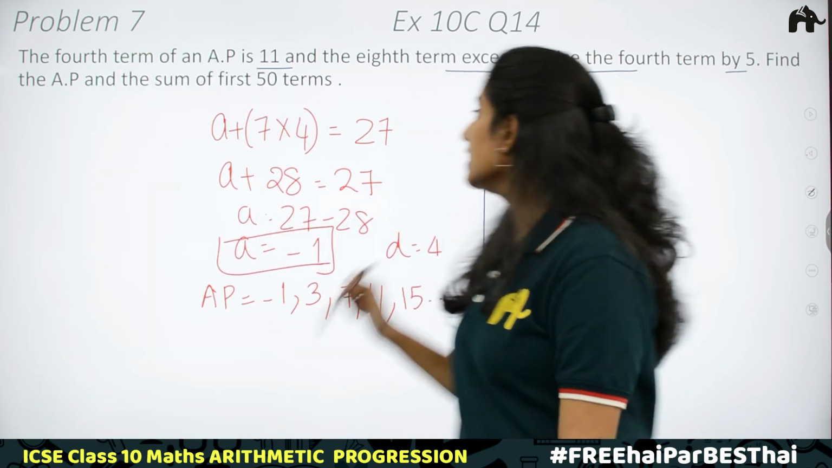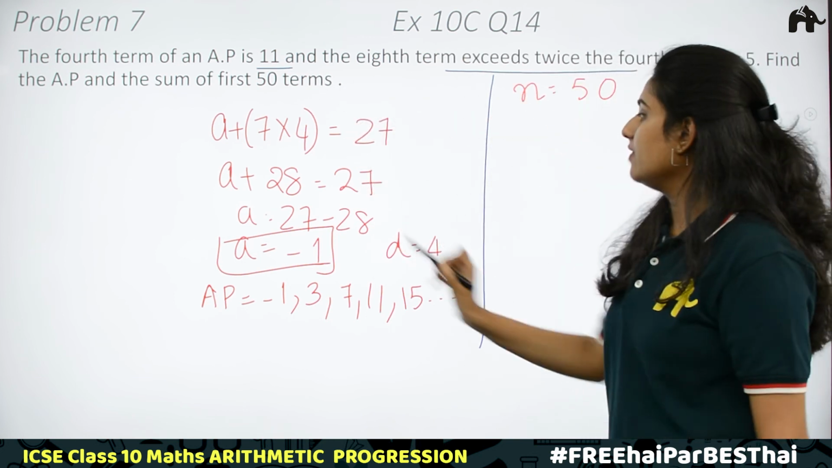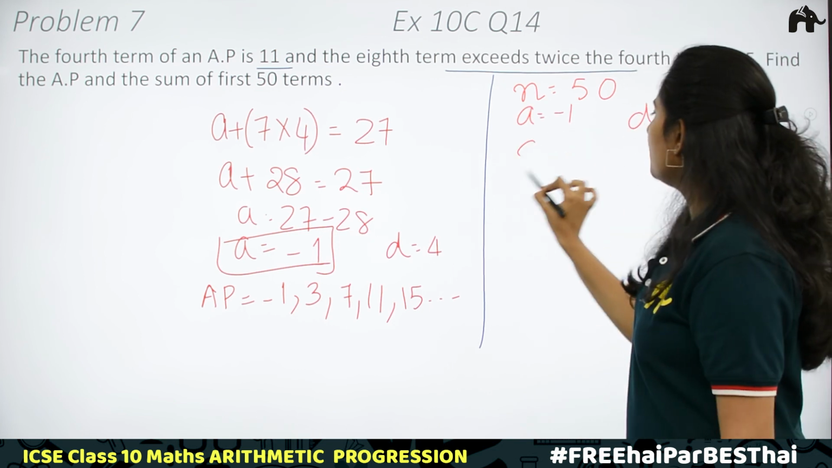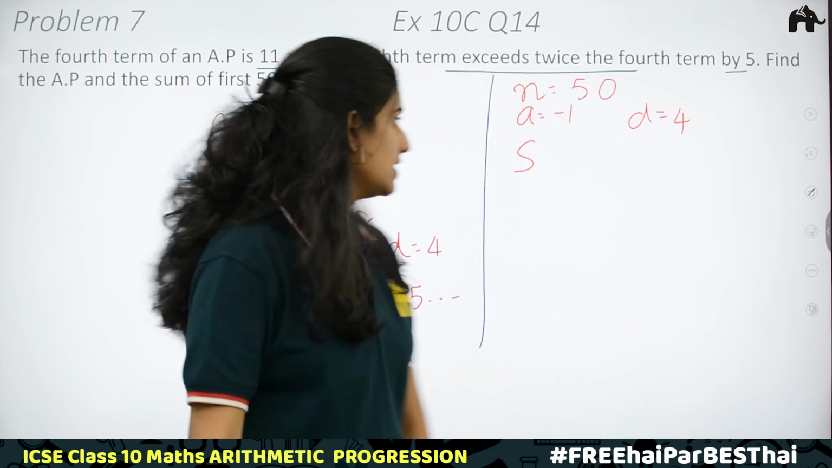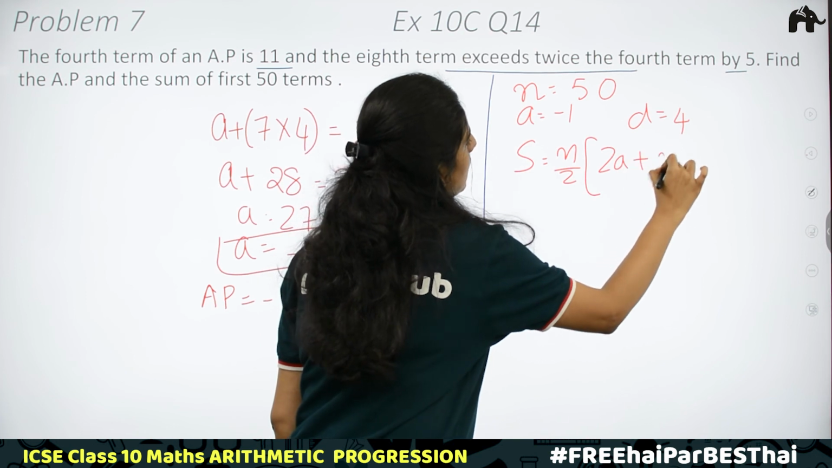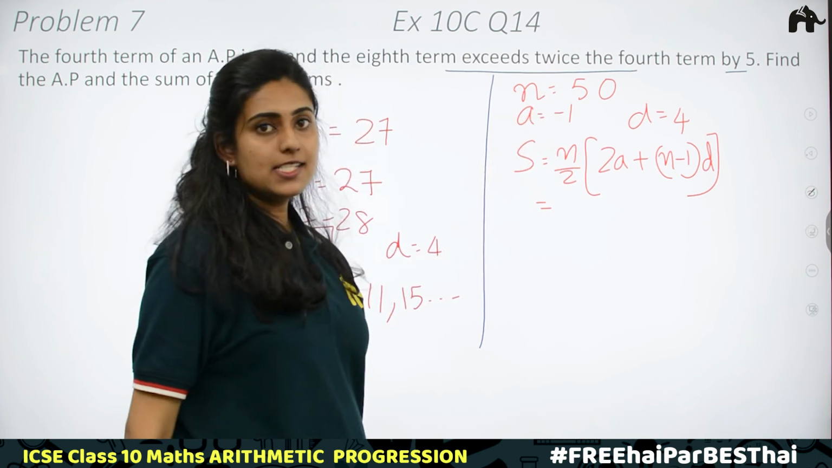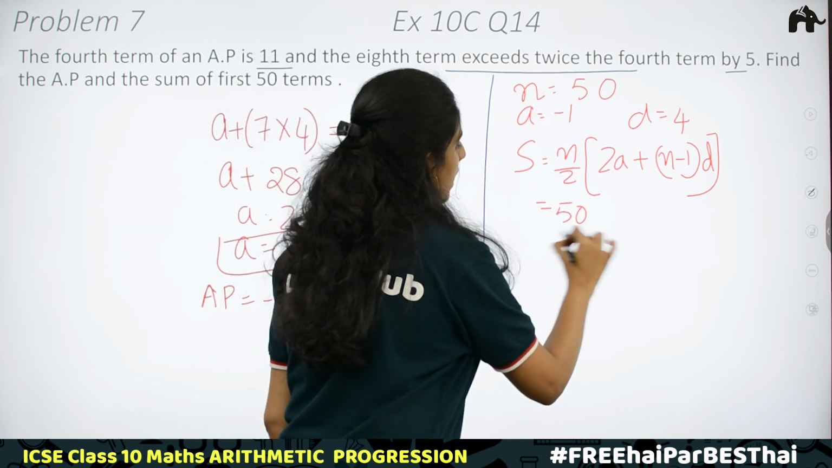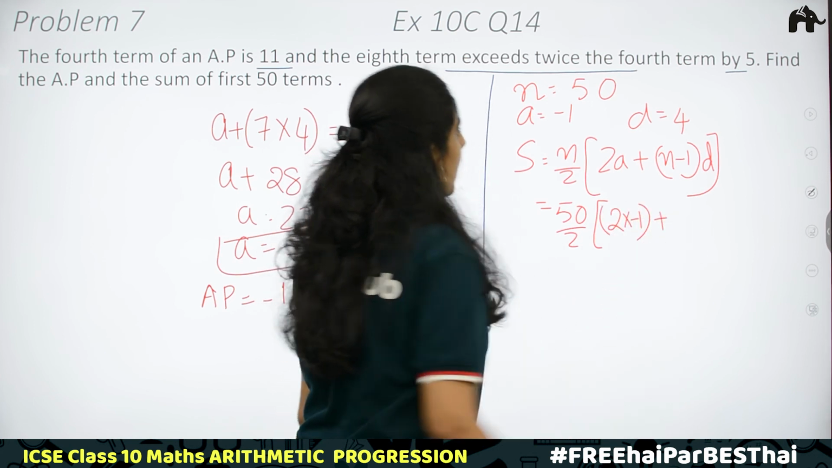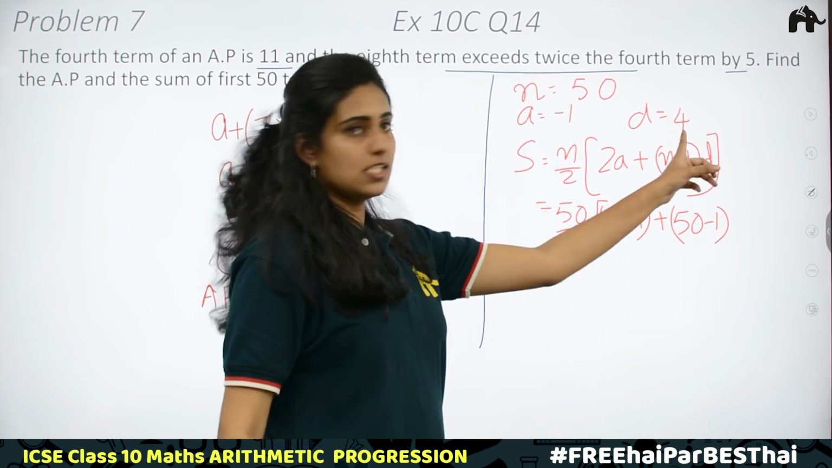Next, to find the sum of first 50 terms, n is equal to 50. We have A is equal to minus 1 and D is equal to 4. To find the sum of first 50 terms, S is equal to n by 2 into (2A plus (n minus 1) into D). Substituting the values, here n is 50. 50 divided by 2 into (2 into minus 1 plus (50 minus 1) into D). D is 4.